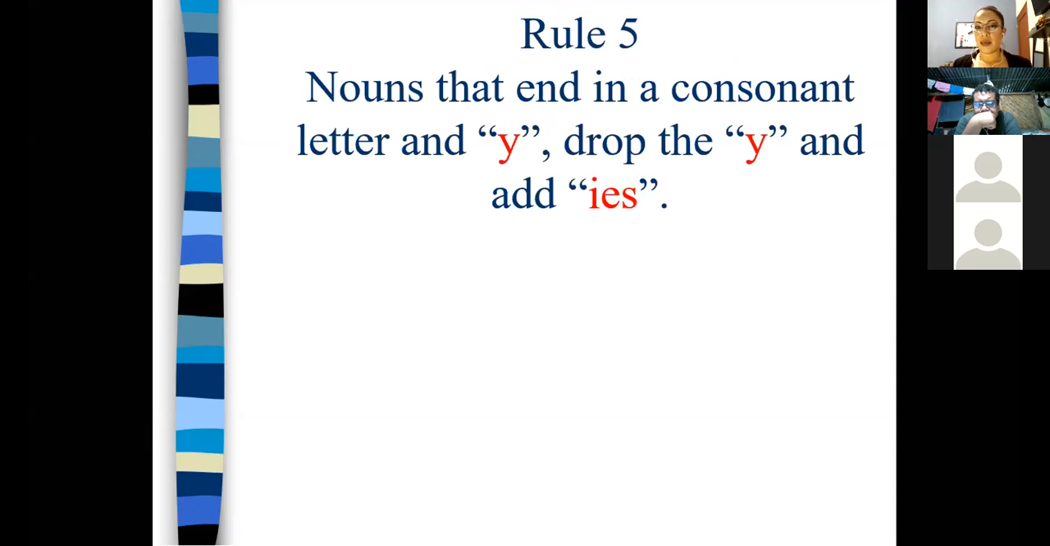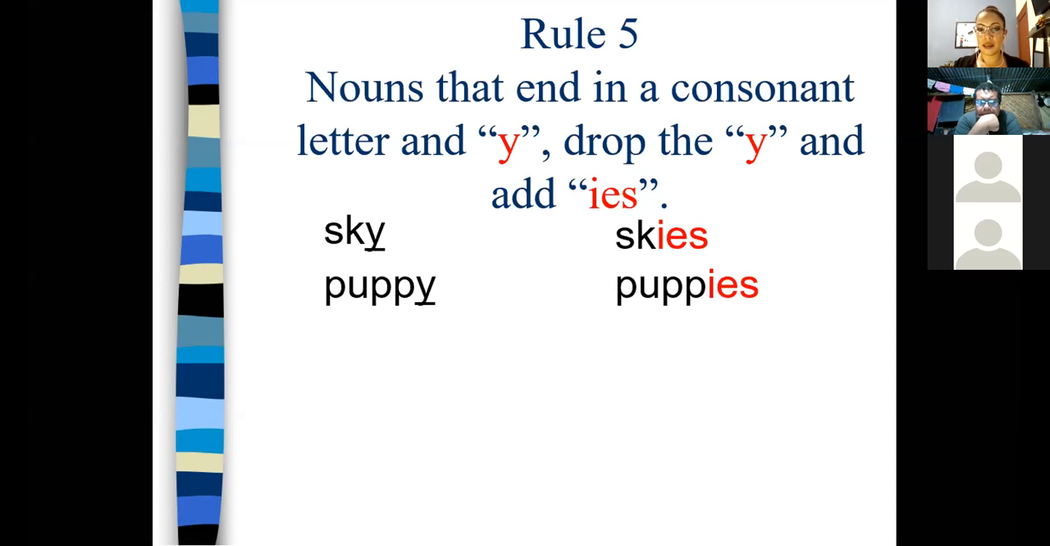Ok, si el noun termina en una consonante y luego de la consonante hay una Y, vamos a eliminar la Y. La Y se elimina y luego agregamos IES. Por ejemplo, la palabra sky, que es cielo, termina en Y y antes de la Y tenemos una consonante. Entonces, en ese caso, para hacerlo plural, skies, eliminamos la Y y agregamos IES. Puppy, termina igual, ¿verdad? Puppies, cachorros.